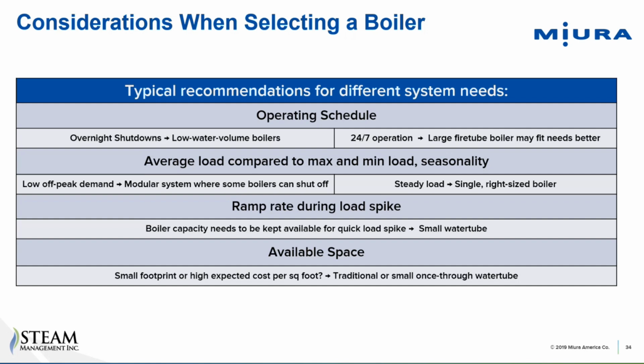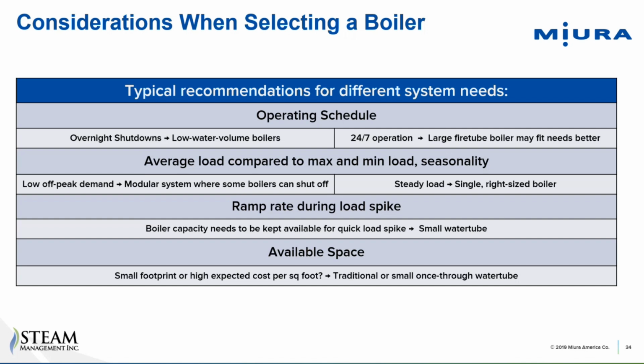If you've got a large difference in your average load compared to your max or min load, or if you've got some seasonality, that's going to impact what we select. If you've got low off-peak demand, you probably want a modular system where you can shut some boilers off. Maybe you lay up a boiler for the entirety of summer and you don't lose any heat that way. Versus if you've got steady load, a single right-sized boiler is often the right choice, and you'll size it to operate as efficiently as possible and weigh that with your capital expenditure.